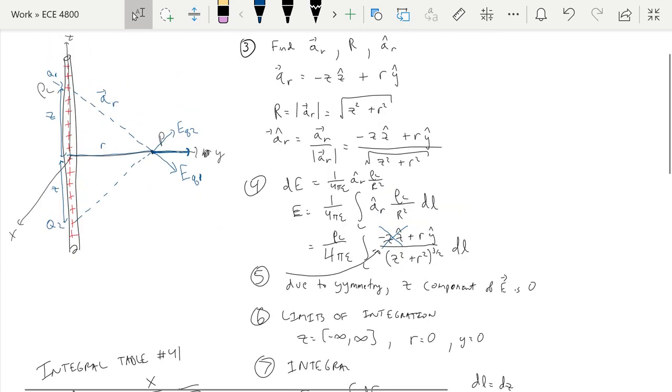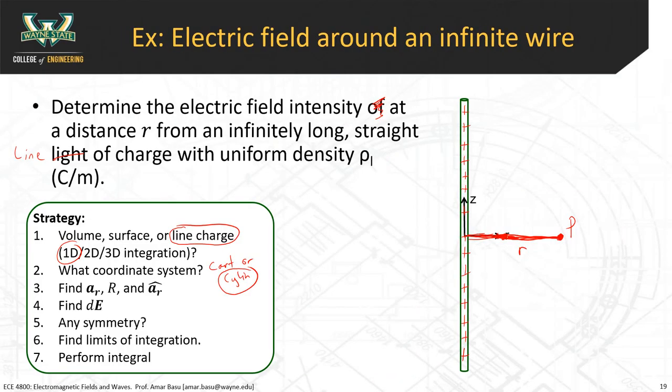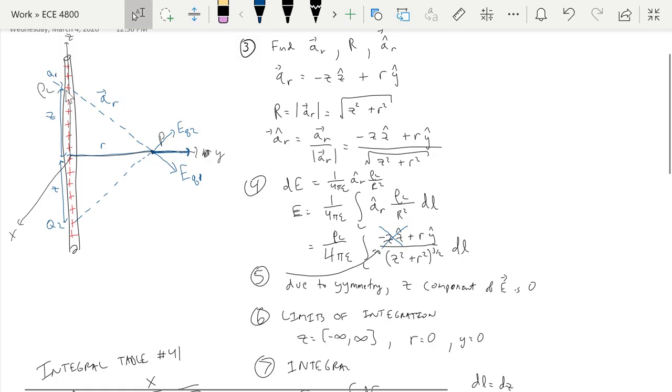The first thing we did, we saw this problem. We said, okay, it's a line charge. It's an easy question. It's going to be a one-dimensional integration. We use the Cartesian coordinate system, cylindrical coordinate system. Both are really the same here. The next thing we do is we found the vector connecting one of the charges to the observation point P, and we labeled that A sub R. We found the magnitude of that vector, and then we found the unit vector. So that was just pretty much easy vector algebra.